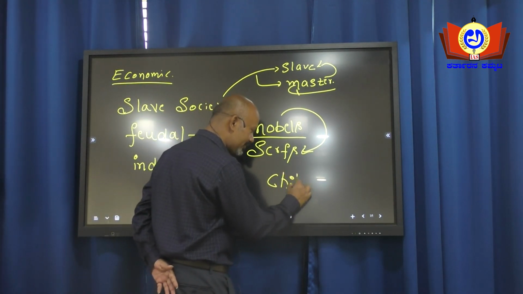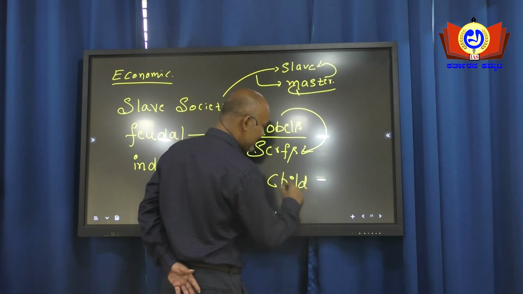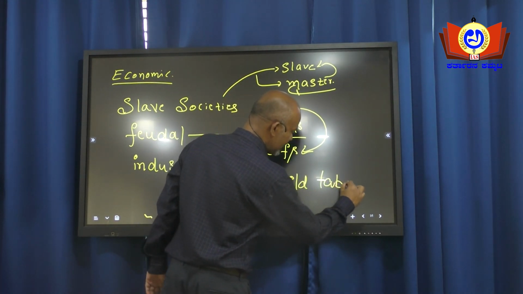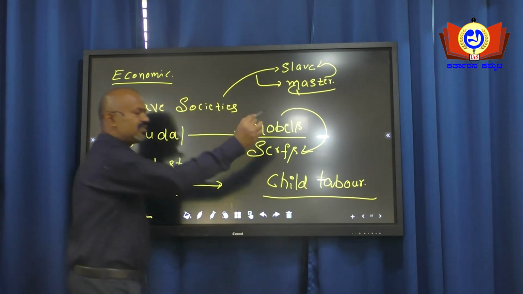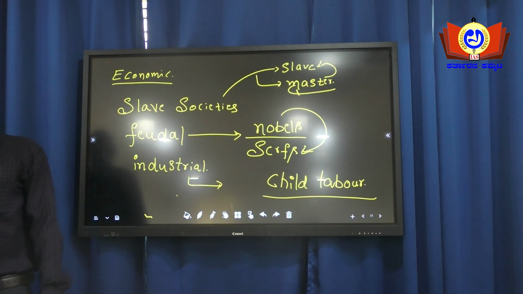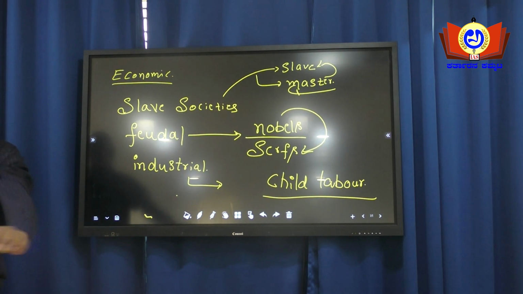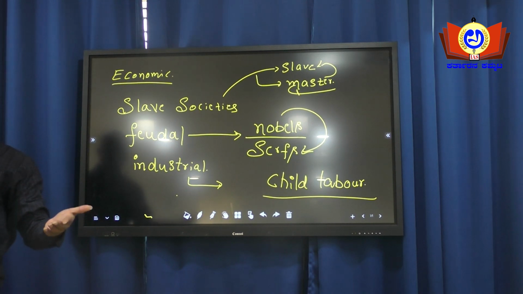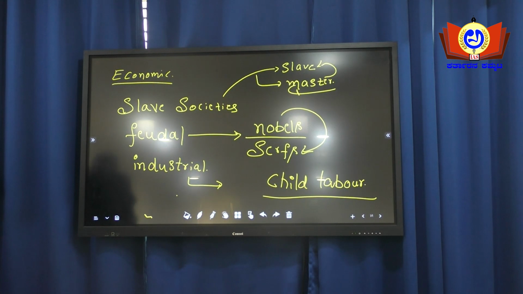Mistakenly I had written it in the previous line, no? I corrected it. Child labor is a big headache. Nowadays it is reducing, but even today it is a big headache. Child labor is when a child below 14 years of age is working, he or she is known as child labor. Maximum child labor is there in the agricultural sector. Almost 80% of child labor is in the agricultural sector.